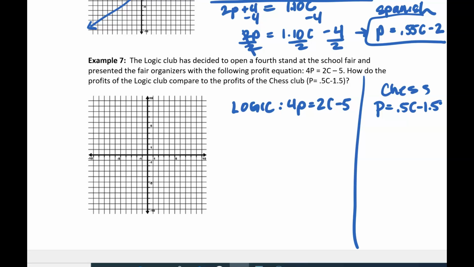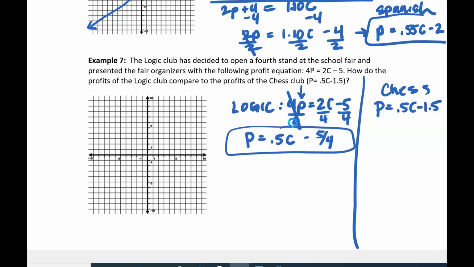So same as the last one, it's really hard to compare because they're both not solved for P. So what I'd like to do is solve this logic equation for P by dividing everything by 4. And when you divide by 4, you could write it like this, but actually I'm going to write it so that both of these terms are being divided by 4 because that's what we're going to have to do. So we're going to get P equals 2 divided by 4 is 1/2 or 0.5C, and then negative 5/4 is going to be the y-intercept. So I've got 0.5C minus 5/4, that's my one equation for logic, and then 0.5C minus 1/2.